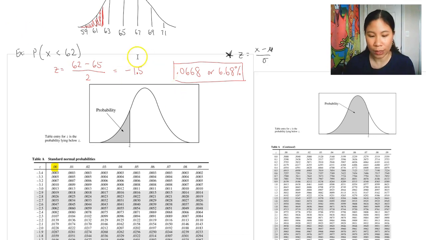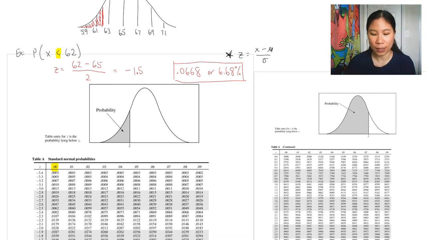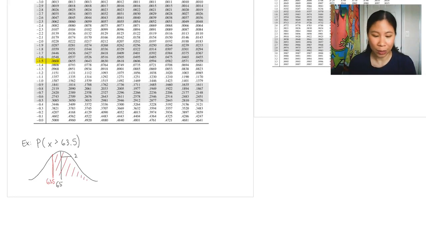When we use this table, we want to make sure that in our original problem, we were looking specifically for x less than 62, because our table tells us less than values. So let's try an example where we're not doing less than. This time let's find the percentage of people who are taller than 63.5 inches.